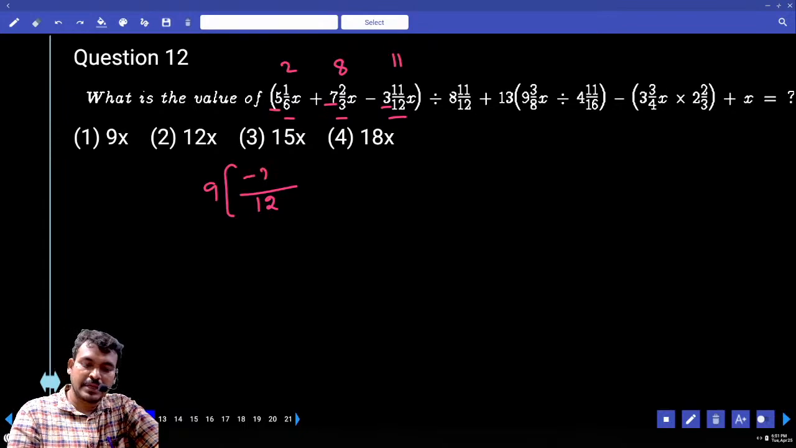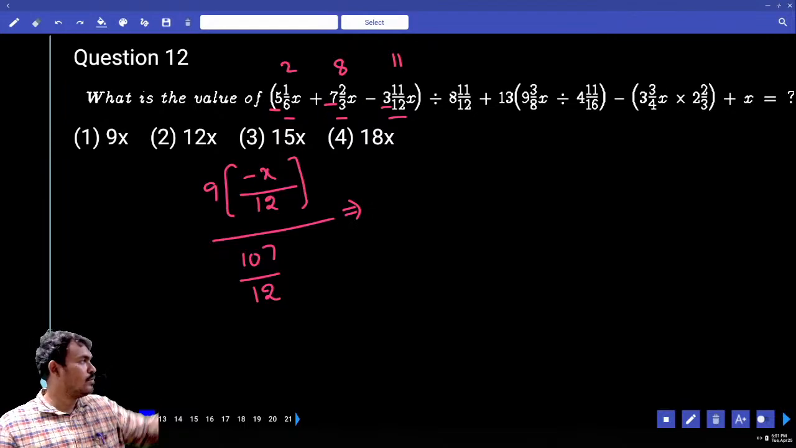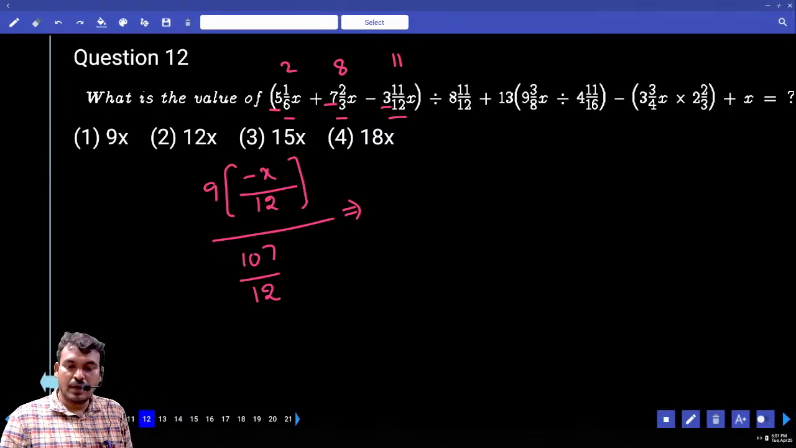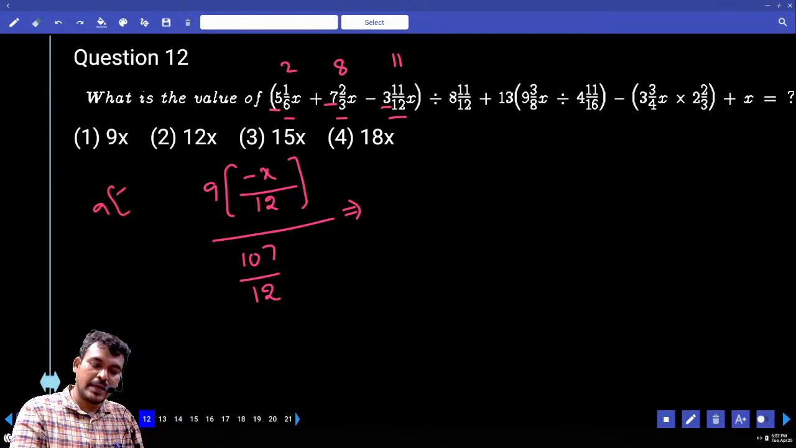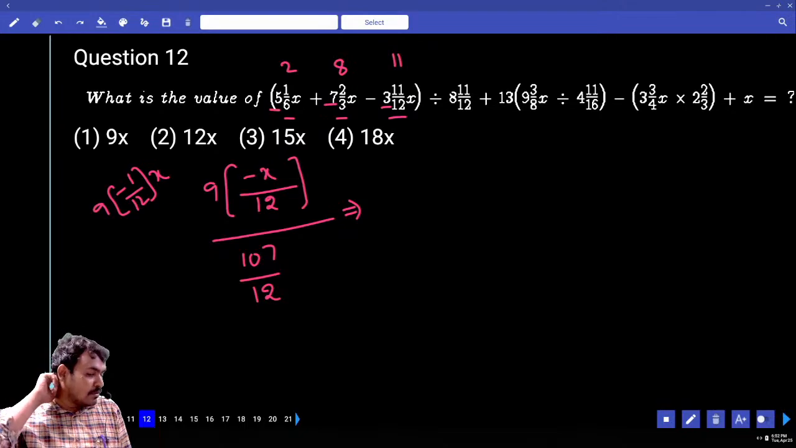It is minus x or plus x? Minus x by 12. Divide by how much? 8 11 by 12 means 12 into 8 plus 11, and 12 8s is 96 plus 11 means 107. Divide by 12. Okay, but in the numerator we write 12 9s, how much? 108. Actually it is written as 9 into minus 1 by 12 into x. 12 9s how much? 108. Minus 1 or plus 1? Minus 1.